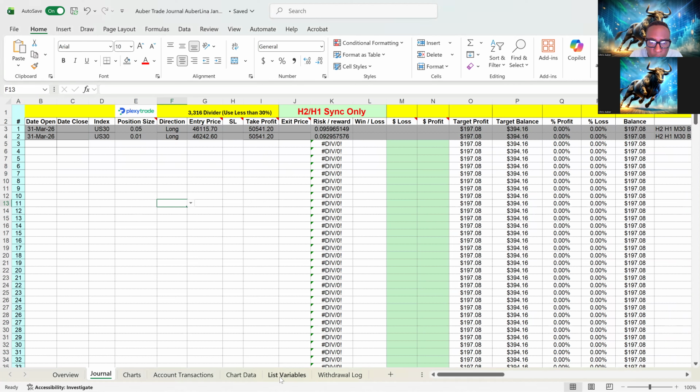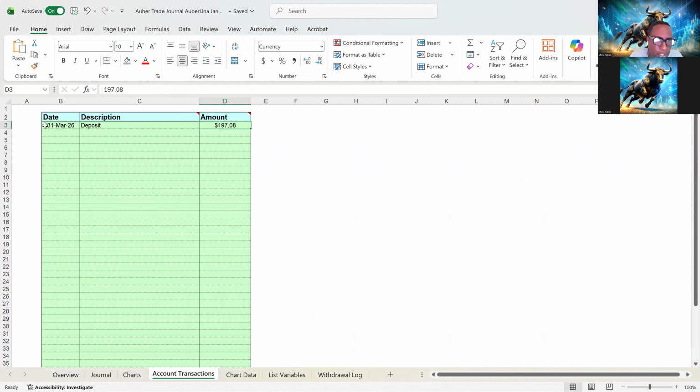Now, we're going to be doing the account transactions. So for example, this is what I started the account with today, the 31st of March. And this was the deposit of $197.08.